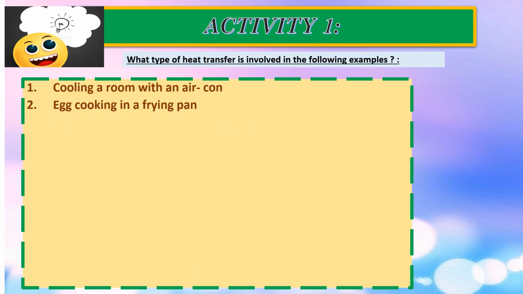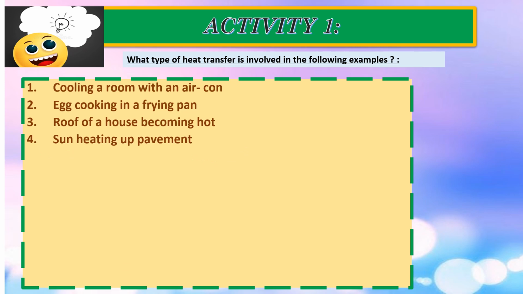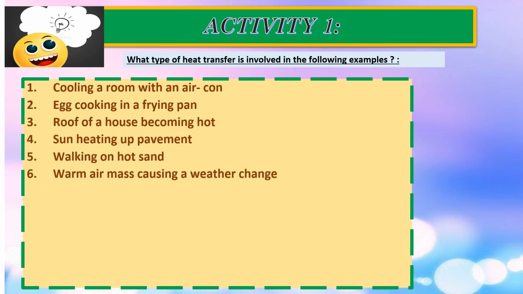Okay? For number 2, egg cooking in a frying pan. Kapag kayo ay nagluto ng itlog sa frying pan, ano kaya yun? Convection, conduction, radiation? Number 3, roof of the house becoming hot. Okay? Yung roof natin sa bahay, mainit. What type of heat transfer is that one? Number 4, sun heating up pavements. Number 5, walking on a hot sun. Number 6, warm air mass causing a weather change. Number 7, heating leftovers in a microwave.